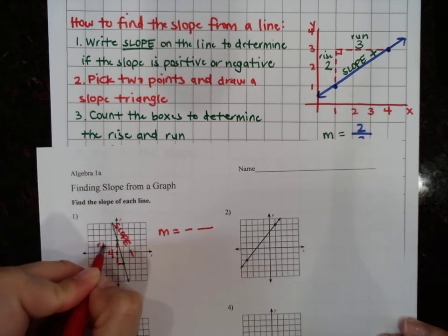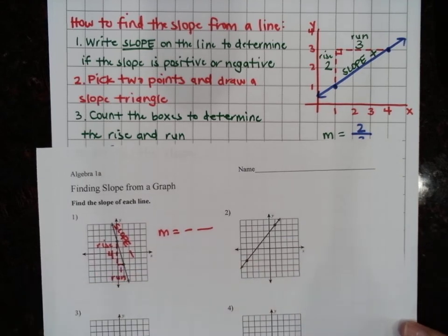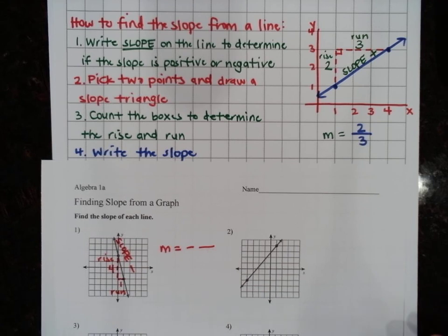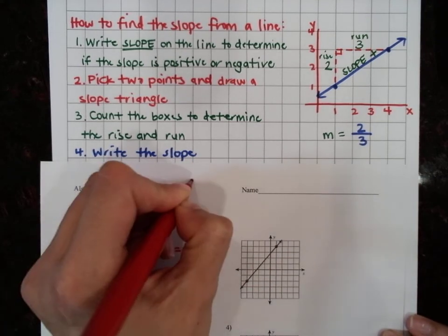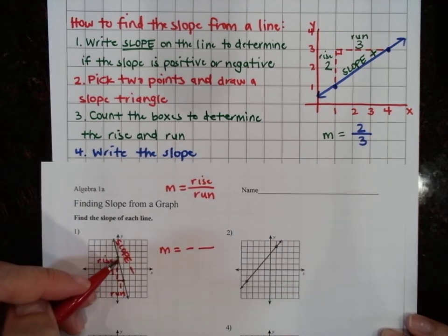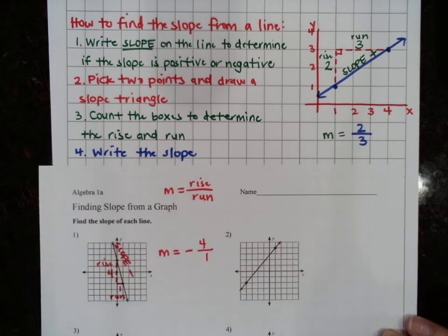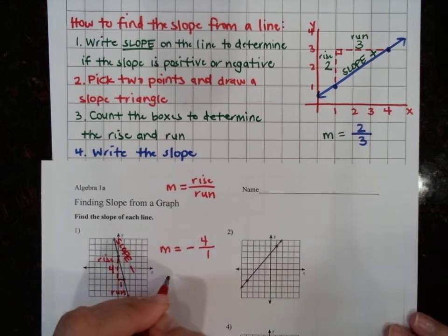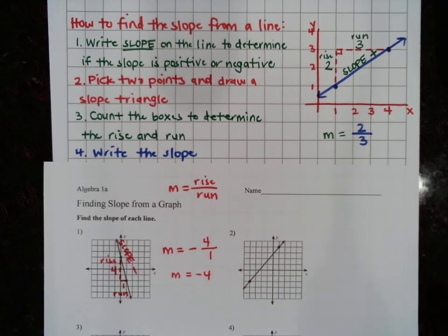And so that's our rise. And then our run, how many do we go over? That's 1. That is our run. And so then we just write our slope. We put the rise on the top. So remember, m equals the rise over the run. So we rise 4, and the run we go over 1. So our slope is -4 over 1, which simplifies to just -4. Okay, go ahead and complete your assignment.